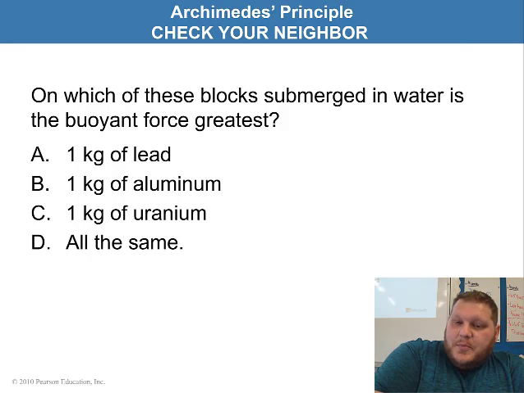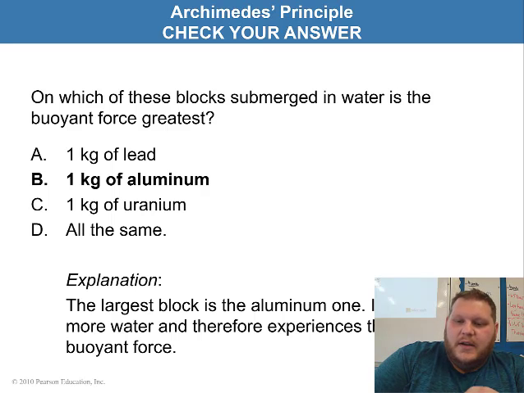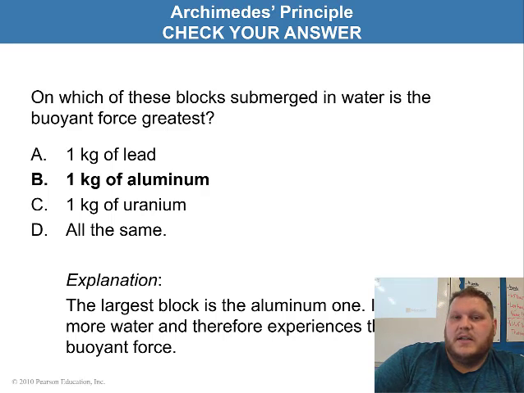We know that aluminum is less dense than lead, and uranium is the most dense of all three, so my answer should be aluminum. The largest block with 1 kilogram of mass is the aluminum one, which means it displaces more water, which means it has the greatest buoyant force.